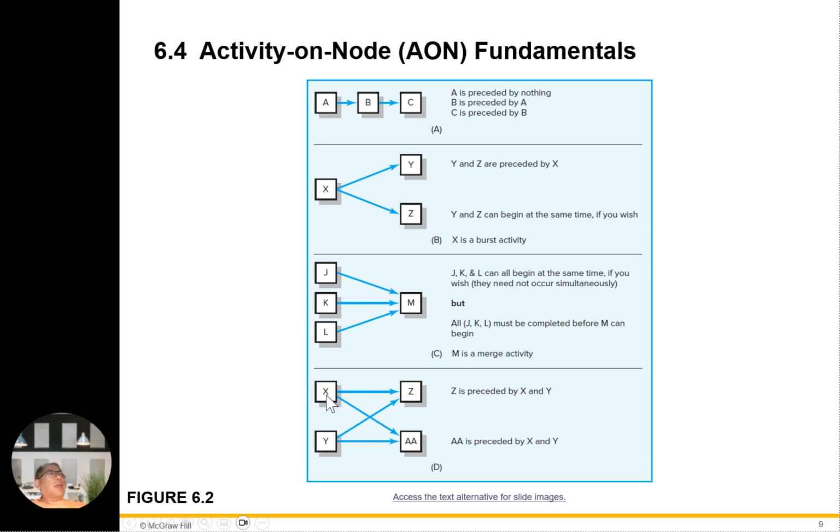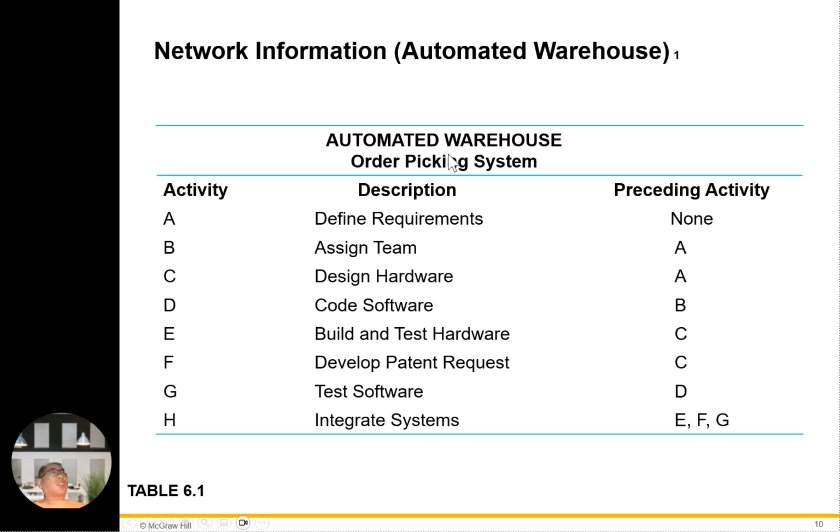Okay, Z is preceded by X and Y. AA is preceded by X and Y. This is another configuration, a different consideration. Okay, this is a network for an automated warehouse. A is the activity, through H. A is defined as having no preceding activities. B is the design team. C is the design software, preceded by A. This is another typical order picking system.